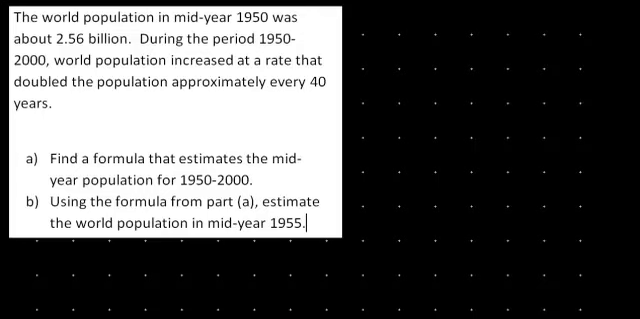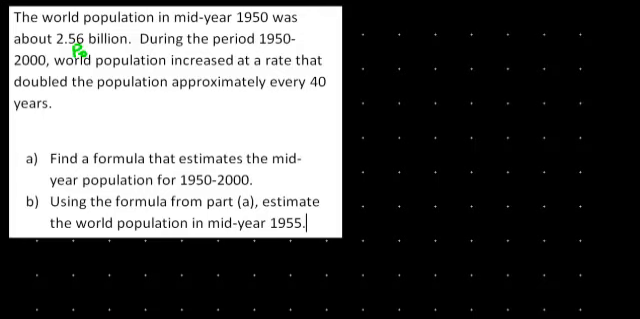Let's do this problem. We have a world population mid-year 1950, about 2.56 billion. So I think that's going to be my initial condition, P naught. During the period from 1950 to 2000, world population increased at a rate that doubled the population approximately every 40 years. Find a formula that estimates the mid-year population from 1950 to 2000. Using the formula from Part A, estimate the population mid-year 1955.